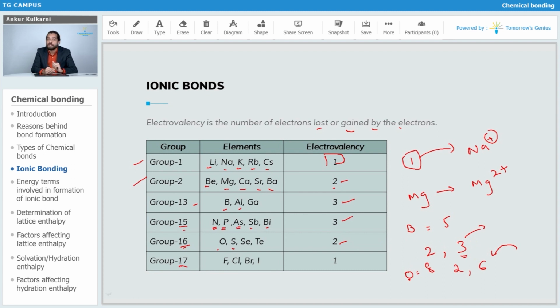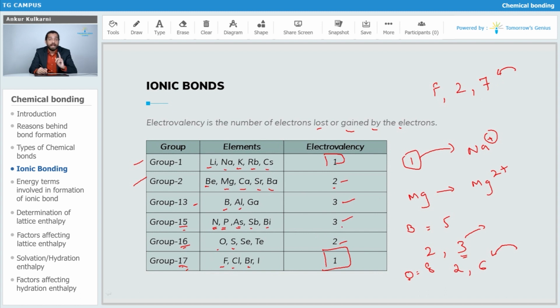Same is the case with group 17. Group 17 is nothing but your halogens. Halogens means what? Fluorine, chlorine, bromine and iodine. These are your group 17 elements. So if we take the example of fluorine, electronic configuration 2 and 7. So it requires 1 electron in order to achieve stable electronic configuration. So when we talk about group 17, the electrovalency now will be 1. Why? Because group 17 requires only 1 electron in order to achieve stable electronic configuration.